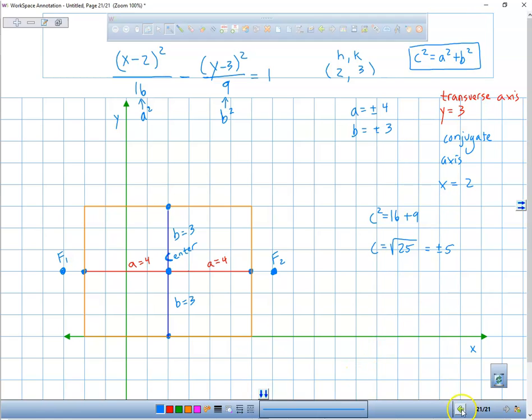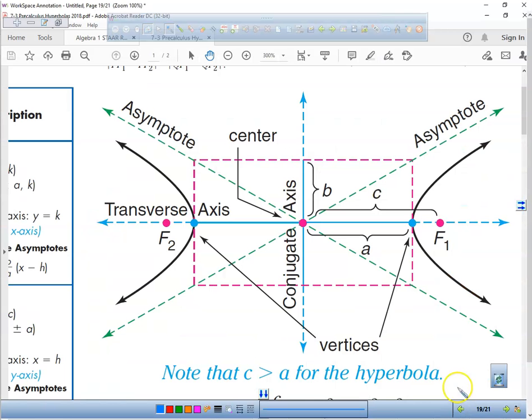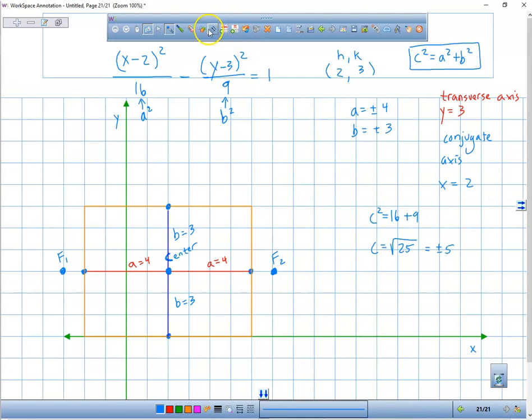All right, so if we go back here, do you guys see this asymptote right here and this asymptote right here? We actually draw them after we build our rectangle. So I need you to draw the asymptotes with me. How do we do that?